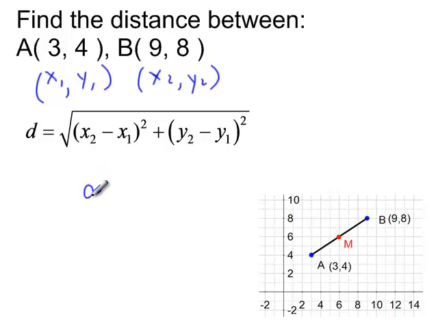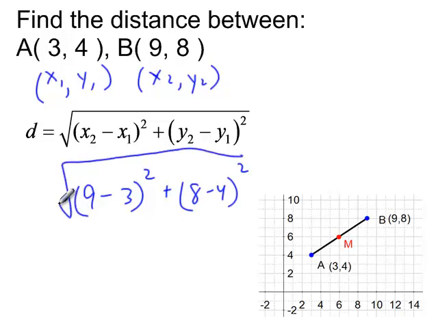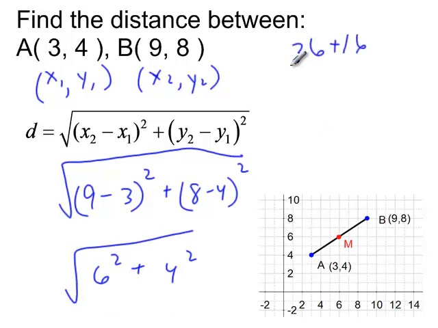And just place those values into the formula and see what happens. This is going to be 9 minus 3, and you're squaring it. And then you're taking the y values, that's 8 minus 4, and you're squaring it, with a square root over the whole thing. So let's see. 9 minus 3 is 6. So you've got 6 squared plus 8 minus 4, that's 4 squared. So that's 36. I'll write that up here. 36 plus 16.